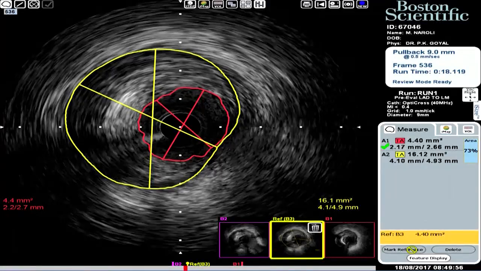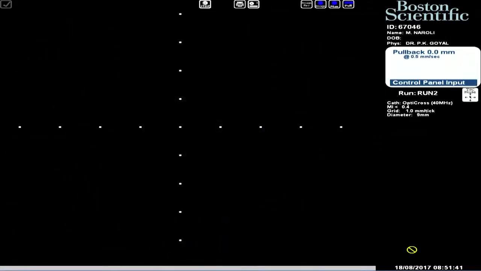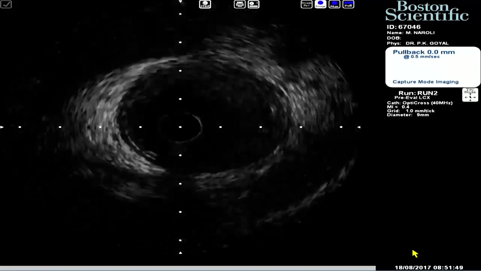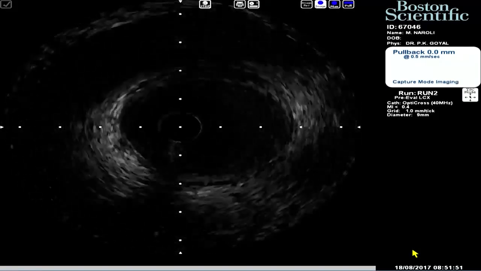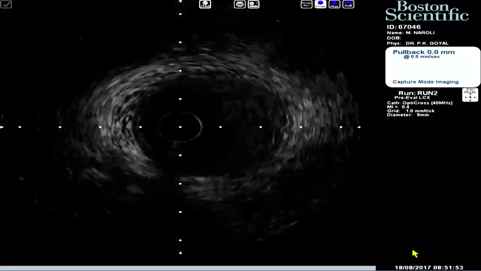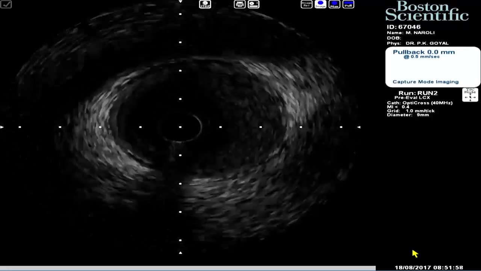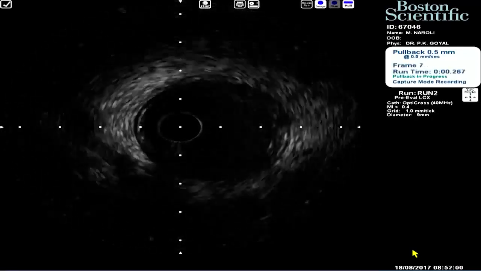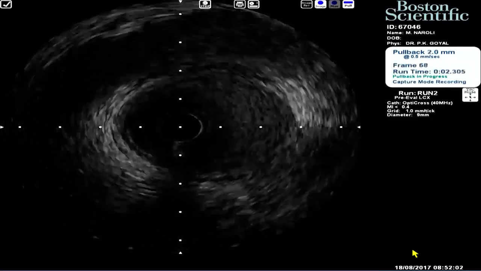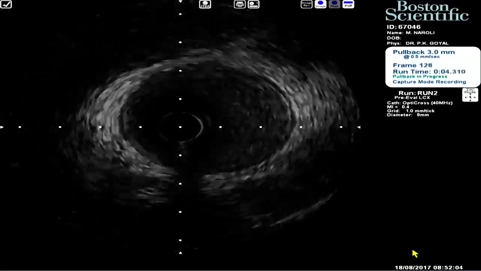New run to the circumflex. The strategy is crossover technique now, right? Single crossover technique, single stent, right? Okay, so that's the circumflex being seen. The circumflex distally from the point where we are starting is okay. There's no disease there. And now we start the pullback, so that's the pullback of the circumflex coming up.